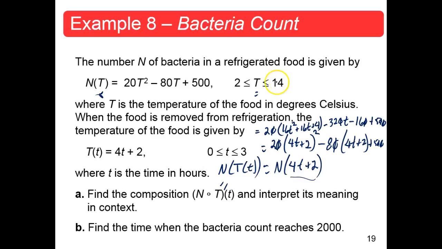Sorry, don't have a lot of room on this slide. What would that be? Big number. What is it? 20 times 16? 320t squared plus 320t plus 80 minus 320t. That's sort of nice, isn't it? Minus 160 plus 500. Okay? What's one thing you see you can do right off the top?